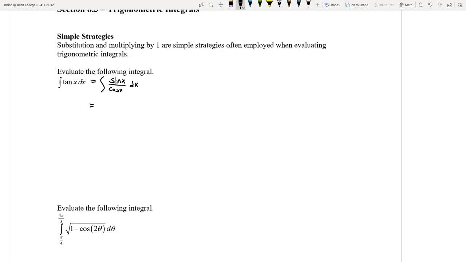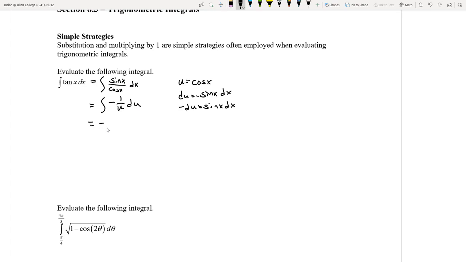Because now we have the top of a fraction, the bottom of a fraction, right? We can consider the denominator to be the inside of our function for u substitution. So we'll let u be equal to the cosine of x. So du will be negative sine of x dx. And so by multiplying both sides by negative 1, we end up with our numerator being equal to negative du. And so we have this u substitution we can use.